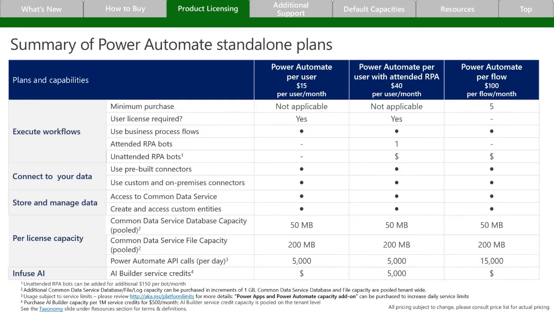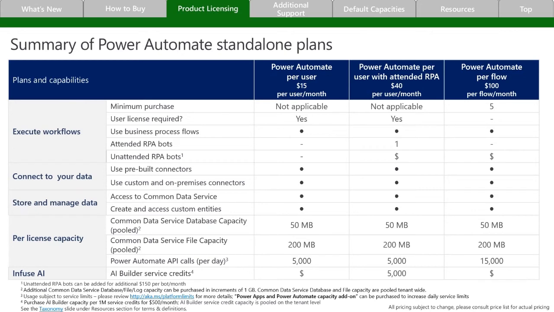So I think what's important to note here for the Power Automate per flow, there's the $5 minimum that's required for that. The Power Automate per user, the $40 and the $15, is a user license process. And then the API calls for the Automate per user for the 15 and 40, those are the same. The one for the per flow, then you get 15,000 on that as well.